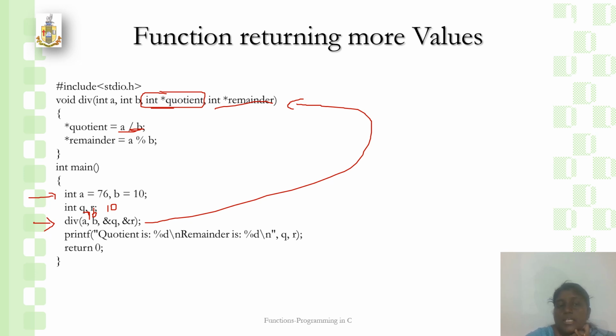So what is 76 divided by 10? What is the quotient value? The quotient value will be 7. And what is the remainder value?